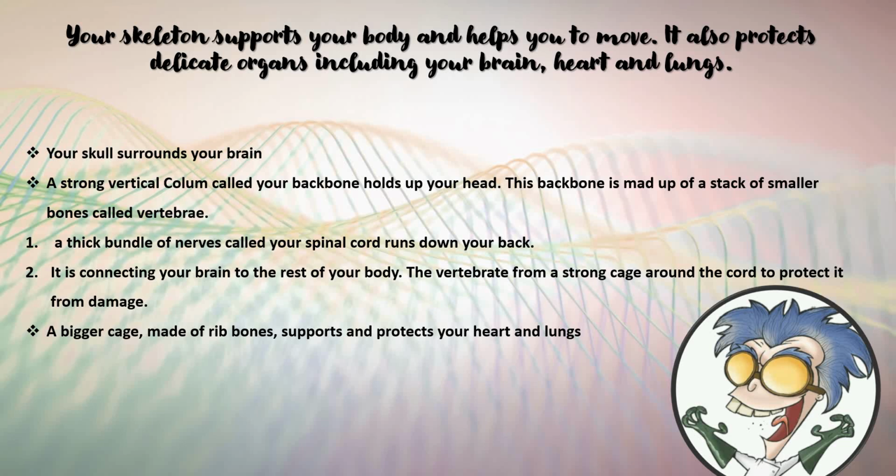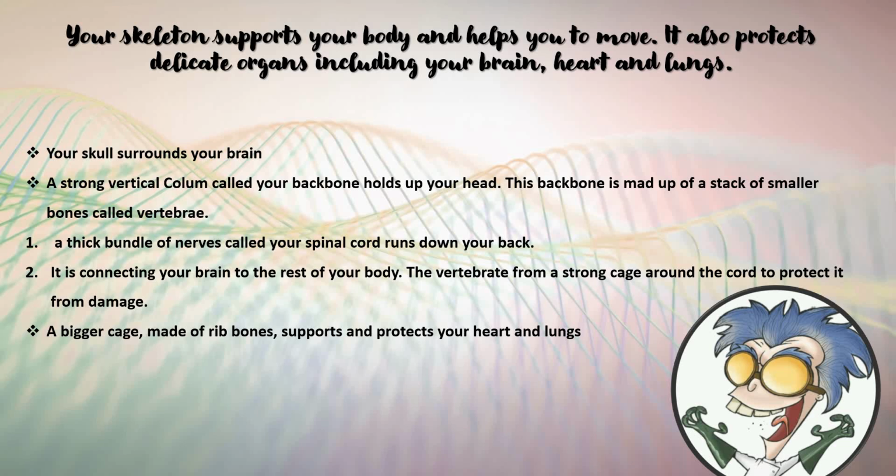A strong vertical column called your backbone holds up your head. This backbone is made up of a stack of smaller bones called vertebrae. So there's a strong column behind your back, which is known as the backbone, and it holds your head in a straight position. And this backbone is made up of smaller bones, and those smaller bones are also known as vertebrae.